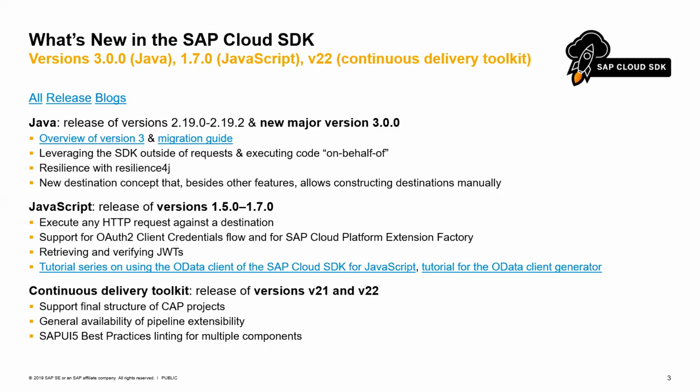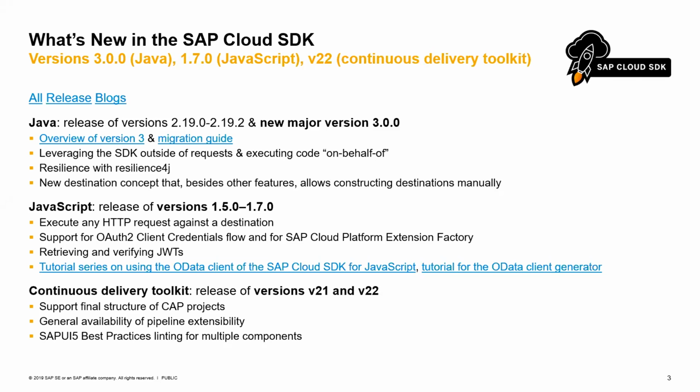In addition, we've brought other features like retrieving and verifying authentication tokens in the form of JWT, and we've published 2 new tutorials, or 1 tutorial series on how to use the OData client that the SAP Cloud SDK for JavaScript brings, and another for how to use the OData client generator that we released 1 month ago as part of the SDK for JavaScript.